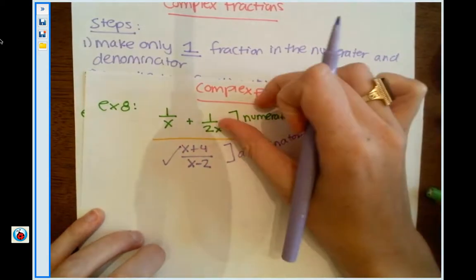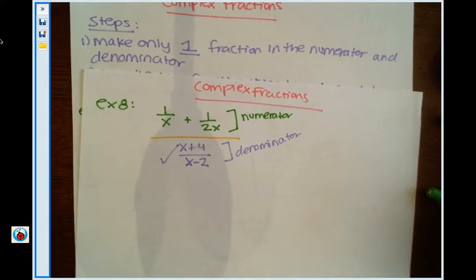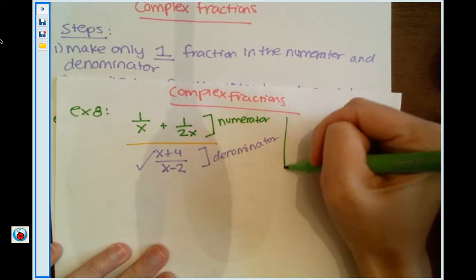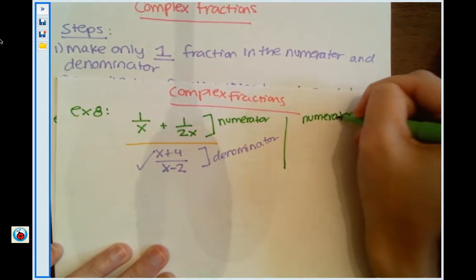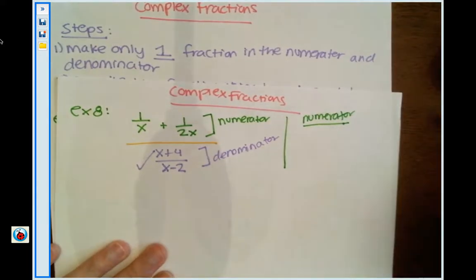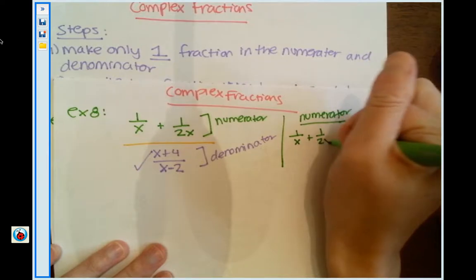But this silly numerator keeps giving us trouble, you guys. We have two fractions in the numerator, so we must put that to an end. We're going to do that over here. So we're going to focus on the numerator, and we're going to make that bad boy have one fraction up there. So I have 1 over x plus 1 over 2x.